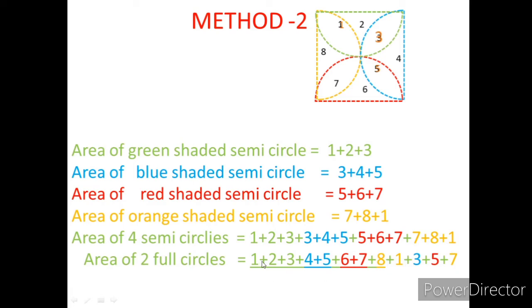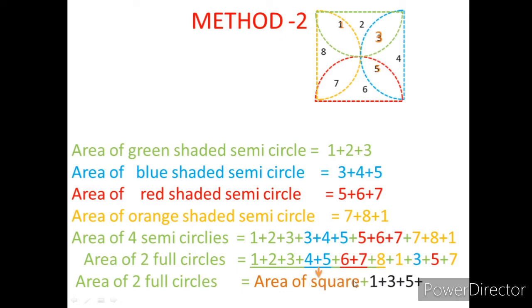Now you see here the underlined part, 1 plus 2 plus 3 plus 4 plus 5 plus 6 plus 7 plus 8. So these 8 parts from the figure are the internal parts of the square. Whenever you combine these 8 parts, the outer square will be formed. Therefore, the sum of the areas of these 8 parts gives the area of the square. You see, so the area of 2 full circles, that means 4 semicircles give 2 full circles. That gives the area of the square.